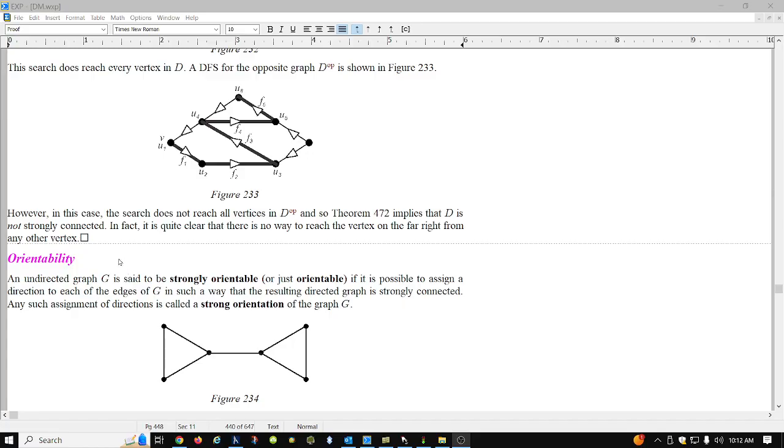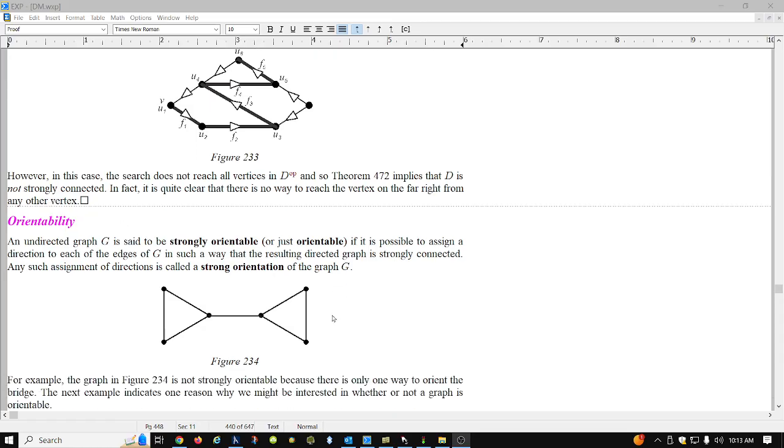Well, now we come to our most complex issue, and that is orientability. An undirected graph G is said to be strongly orientable, or sometimes just orientable, if it's possible to assign a direction to each of the edges of G in such a way that the resulting directed graph is strongly connected. And that assignment would be referred to, naturally enough, as a strong orientation of the graph.